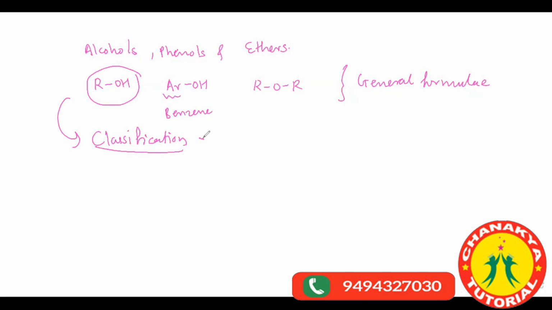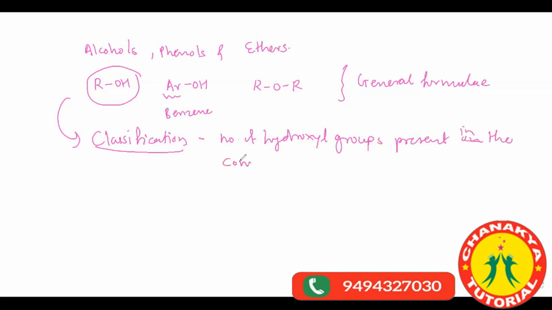Based on primary, secondary, and tertiary carbon. Okay. Apart from that, acidity? Yeah. Apart from that, it can be classified on the basis of the number of hydroxyl groups present in the compound.